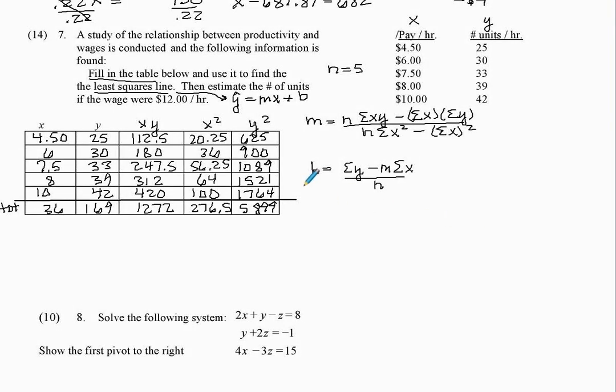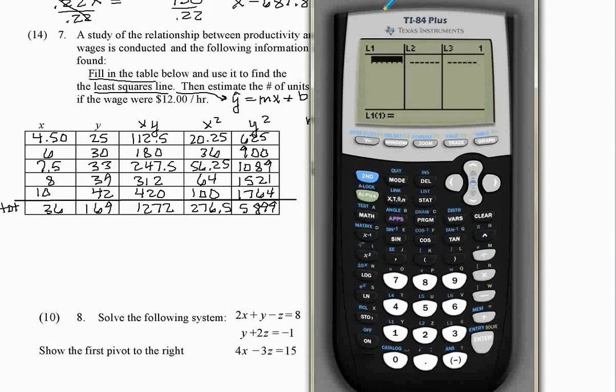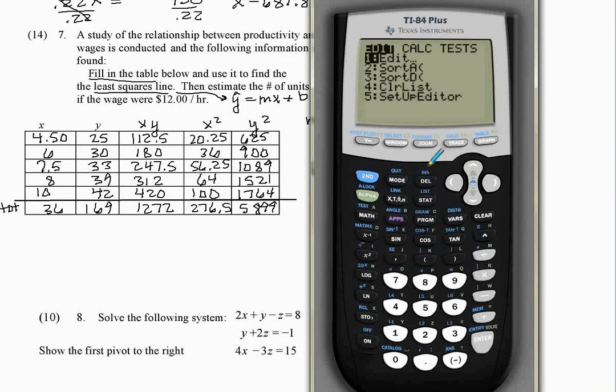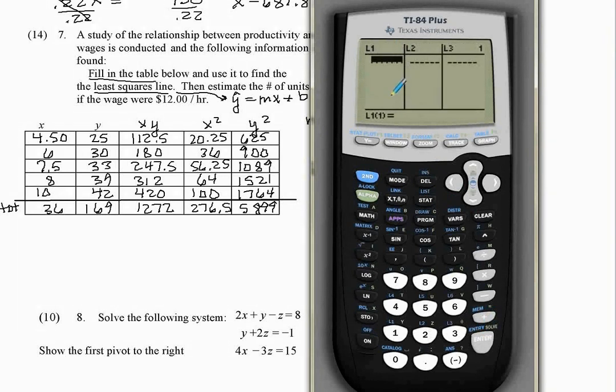Now, if you have a calculator that has stat mode, then you can confirm these entries that are in the table. So I'm going to demonstrate with the TI-84 Plus. So here we go into stat mode, and then we go to edit, and now we want to enter our x values in as list 1 and our y values as list 2.